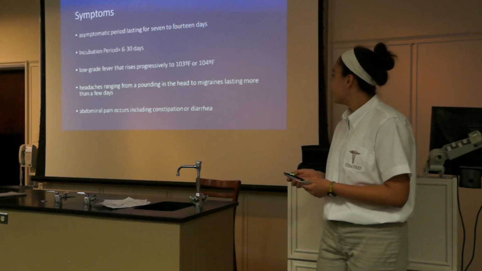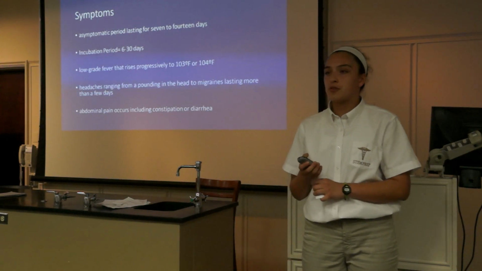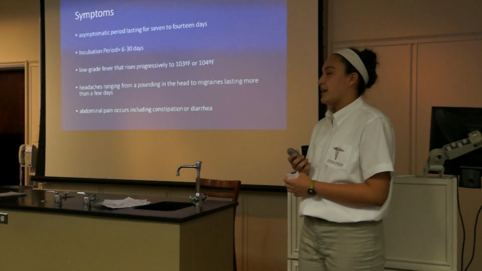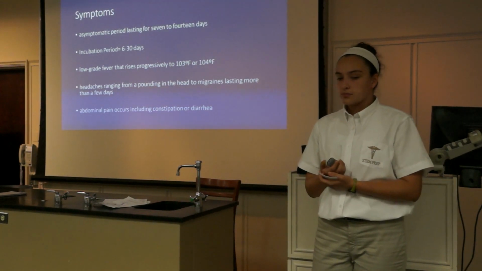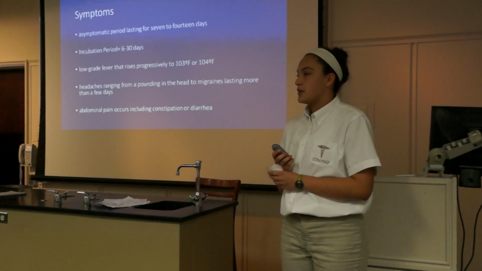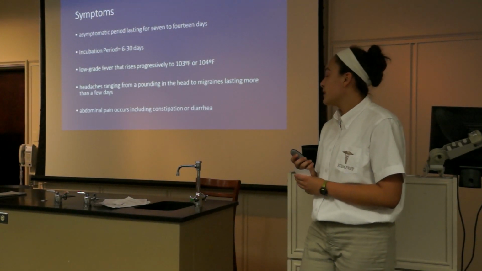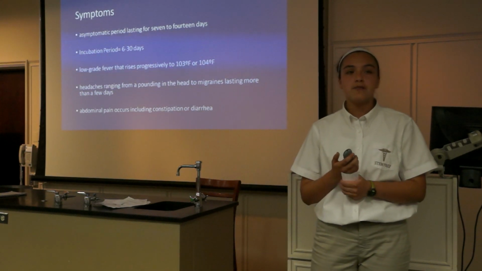An asymptomatic period lasts for 7 to 14 days, and the incubation period is 6 to 30 days. And the first symptom to appear is the rose spot rash. A low-grade fever is the second symptom, and it rises progressively to 103 degrees Fahrenheit to 104.